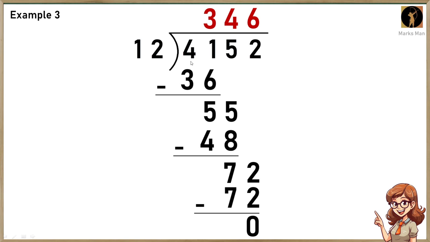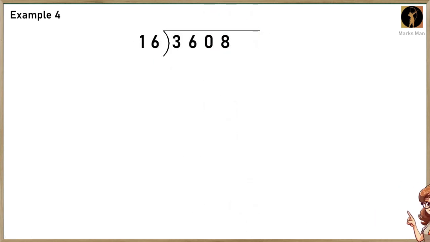quotient is 346. Therefore, 4,152 divided by 12 is equal to 346. I hope that's clear. Next example. What is 3,608 divided by 16?